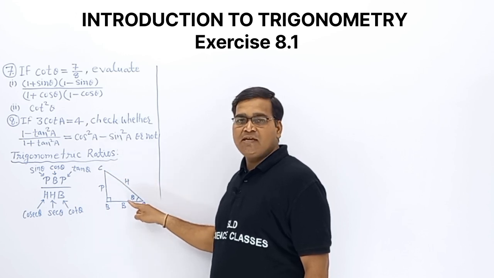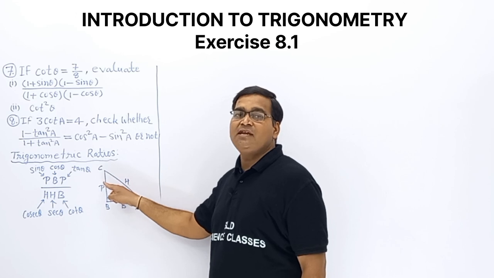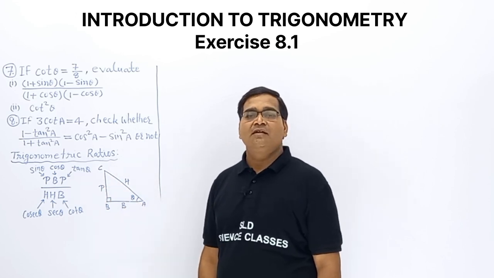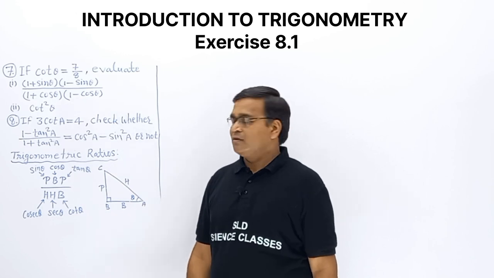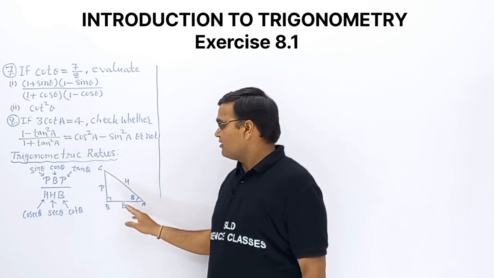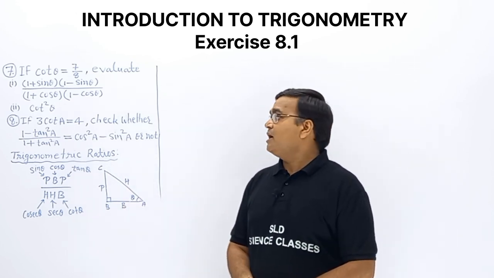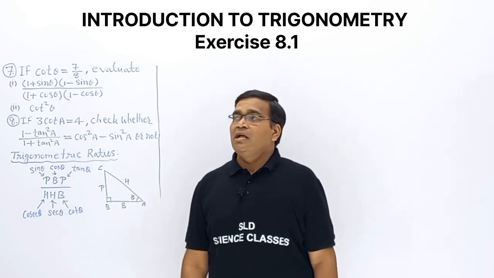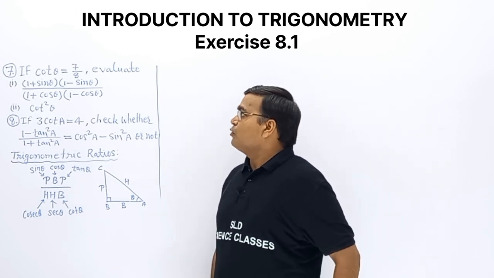Once we take this one as the acute angle, its opposite side will be this one, and this is the perpendicular, and its adjacent side will be this one, the base. Clear? This is the difference between the acute angles. Take this one, then its opposite side will be the perpendicular, and the adjacent side will be the base. Clear?